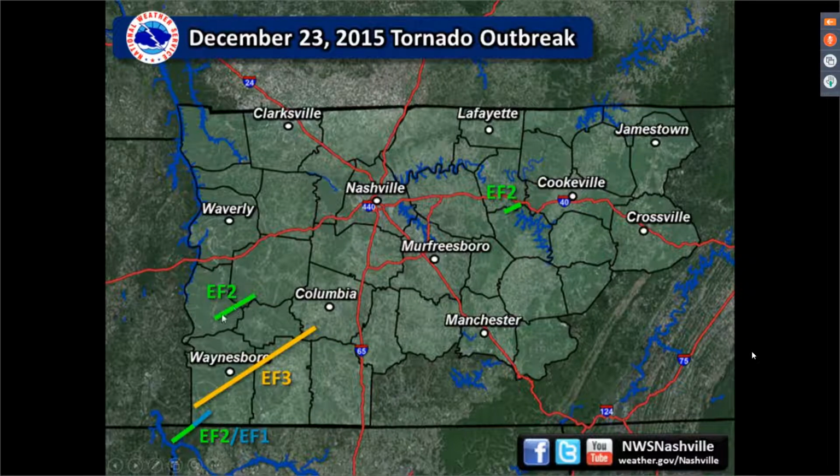There was also an EF2 tornado. I didn't show that on the radar, but it occurred a little earlier up in Perry County, up into Hickman County, and unfortunately that tornado killed 2 people in Perry County. And then we had another EF2 tornado way over here in DeKalb and Smith counties east of Nashville.